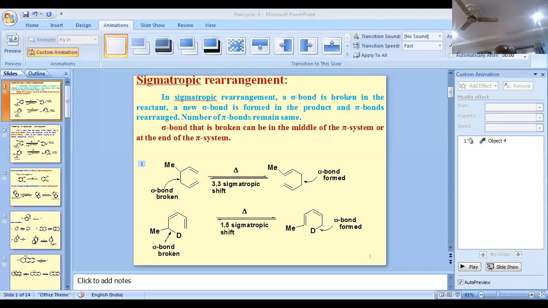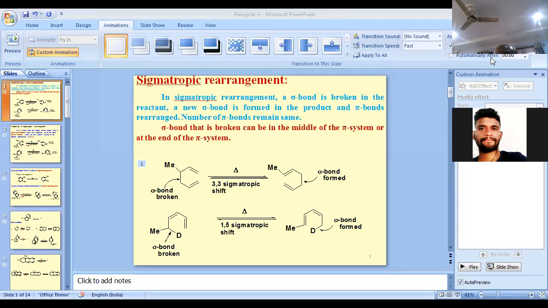Pericyclic reaction 4. Oh, no, not this one. Microsoft PowerPoint. Yeah, I come here. You have the screen. Do you see the screen? Yes, sir. It is visible, right?